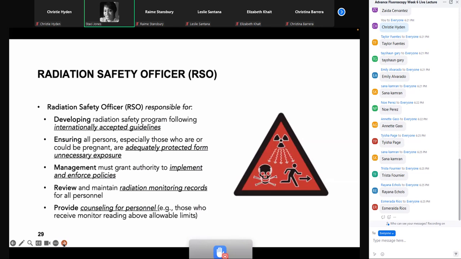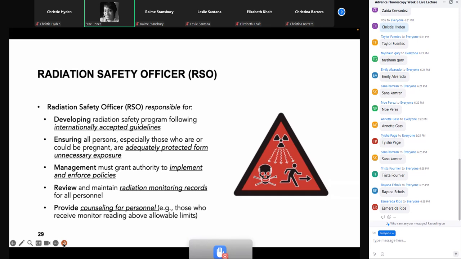What the radiation safety officer is responsible for is developing the radiation safety program, following internationally accepted guidelines, and ensuring all persons, especially those who are or could become pregnant, are adequately protected from unnecessary exposure. Management must grant authority to implement and enforce policies. So they have to be able to implement and enforce the policies that they decide to put in place in accordance with the guidelines that are there to protect us. They have to review and maintain radiation monitoring records for all personnel.